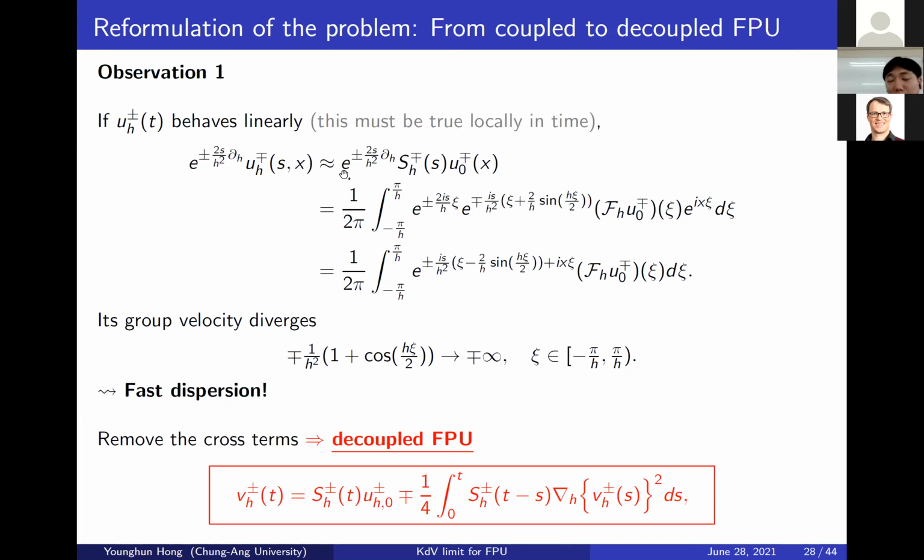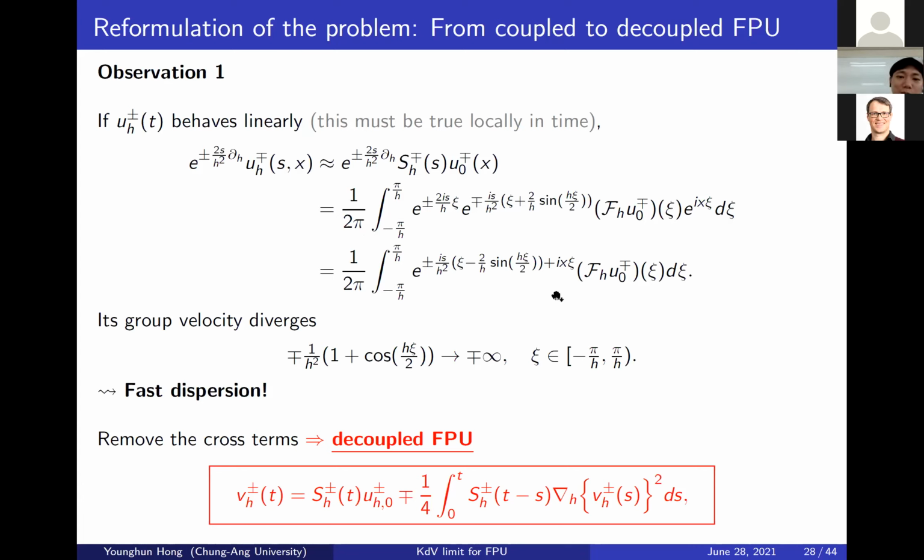Okay, and then if we write the integral representation for this solution, we get this, and in the end we get this. But a good thing is that these plane waves, the exponential function, have group velocity which diverges to infinity as h goes to 0. So it means that this oscillating term becomes very spiky, and so it has a very good cancellation property. So in the end, this integral would vanish as h goes to 0.